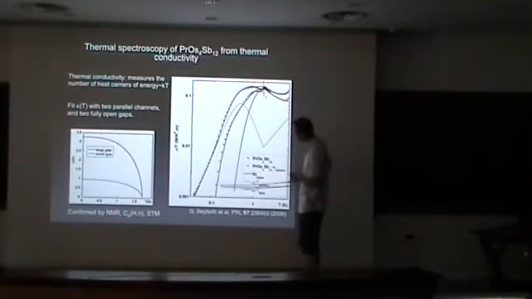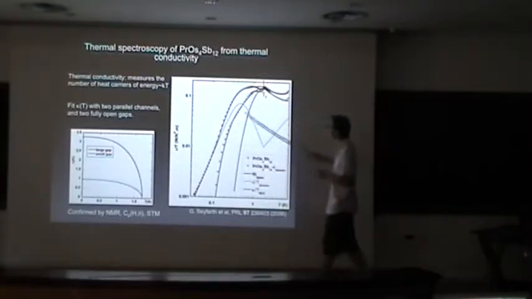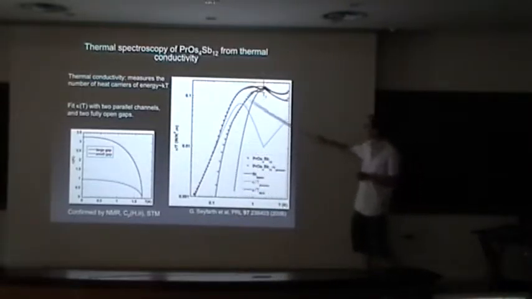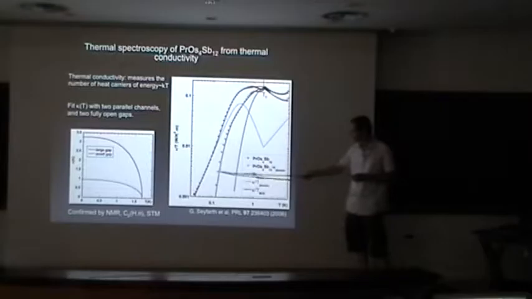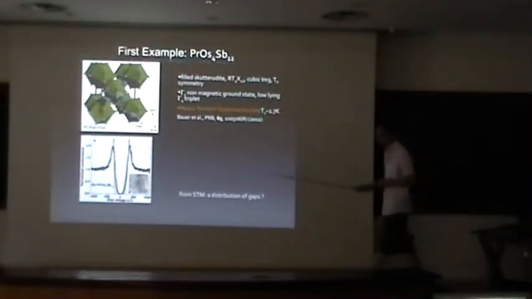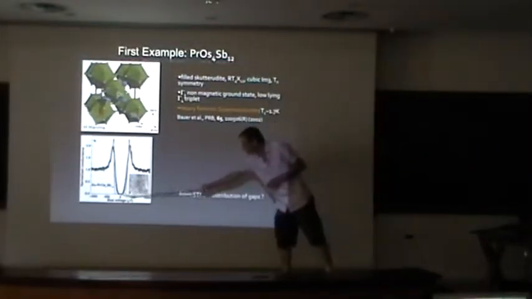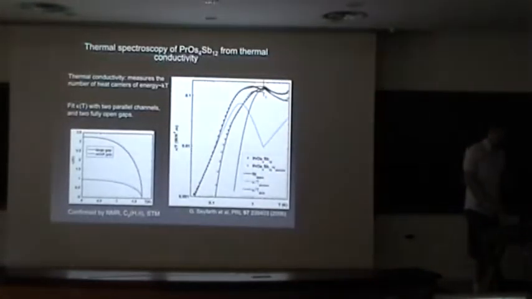Again, what you are really sensitive to is this small gap. The large one is basically smeared in the part where you have also inelastic scattering, so you have a lot of uncertainty. So this was the first sign, which is in agreement basically with what you observe from STM, that you have this fully open gap here. The other methods are consistent. It's a good sign that you have a fully open gap and a very small one.